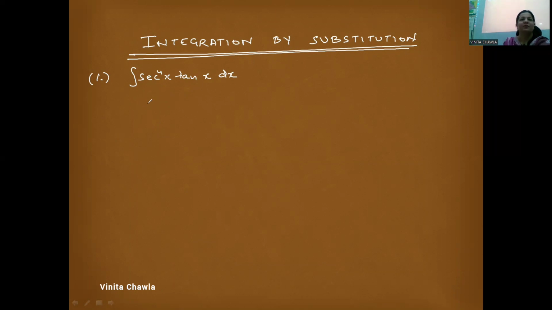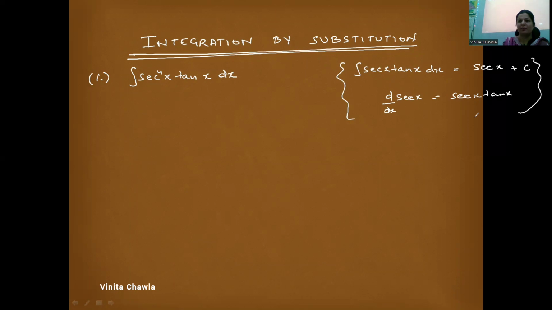Right. When we integrate sec x tan x dx, we get sec x plus c. On differentiating sec x, we get sec x tan x. Now do you see any connection? What connection do you see?